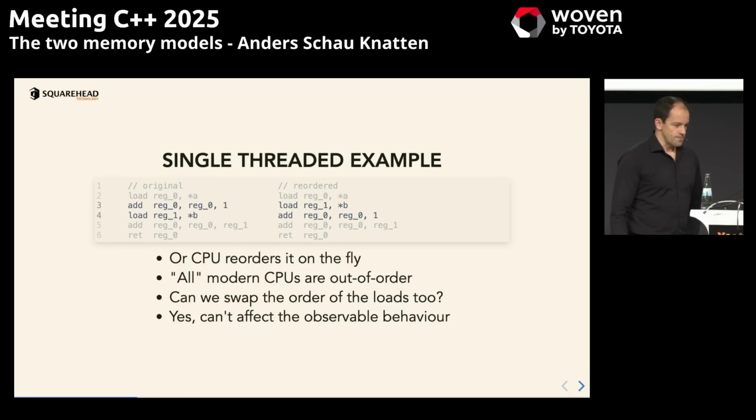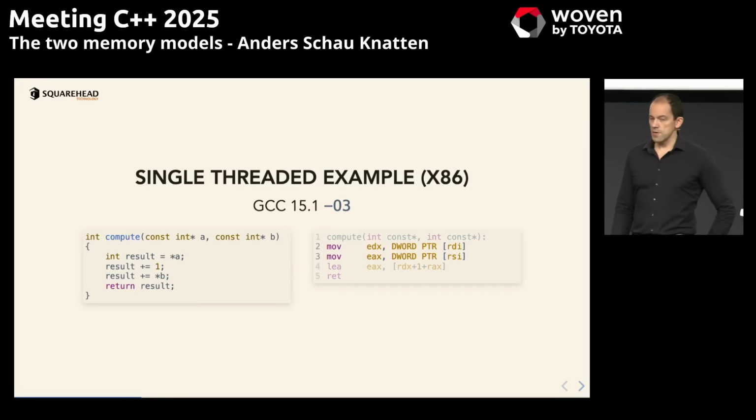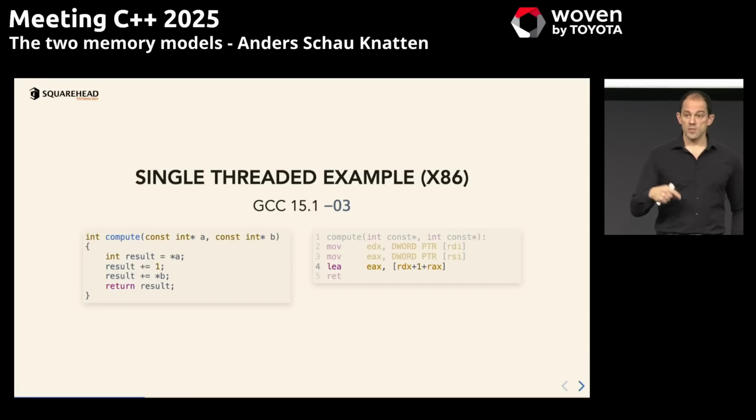Right. Let's see what GCC 15.1 with O3 does with this code. So here's my C code to the left, and then the assembly to the right. We can see that it starts by doing the two loads. So it's waiting with the +1. It's starting with the loads as quickly as possible. I want to do both of those. And then in one instruction, it adds both of those values plus the constant 1 and puts it into the correct register, which is EAX, where you put the return value. So it can do all of that in one instruction.